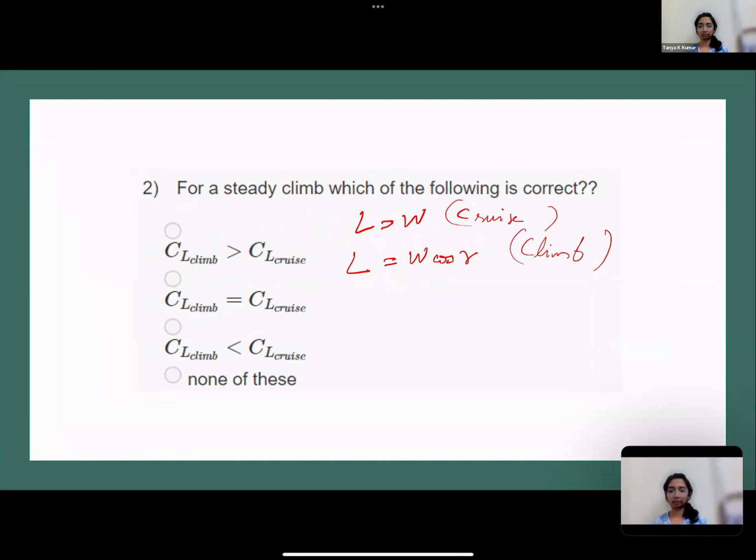Now tell me, if lift is given to you, how do you find out a CL? What is the equation for CL?